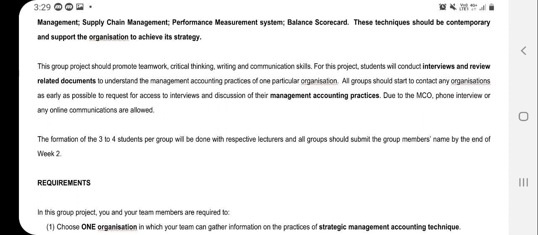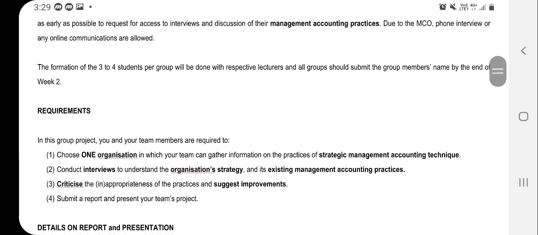The formation of the 3 to 4 students per group will be done with respective lecturers, and all groups should submit the group members' names by the end of week 2. Okay, requirement.